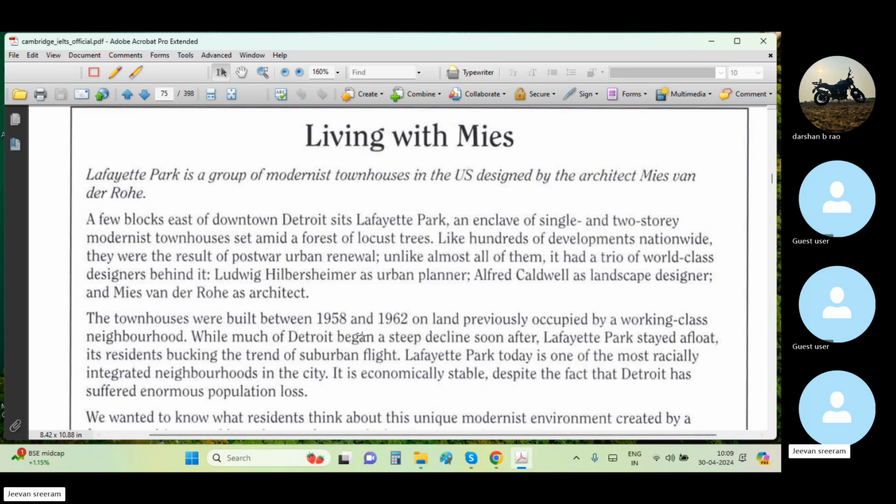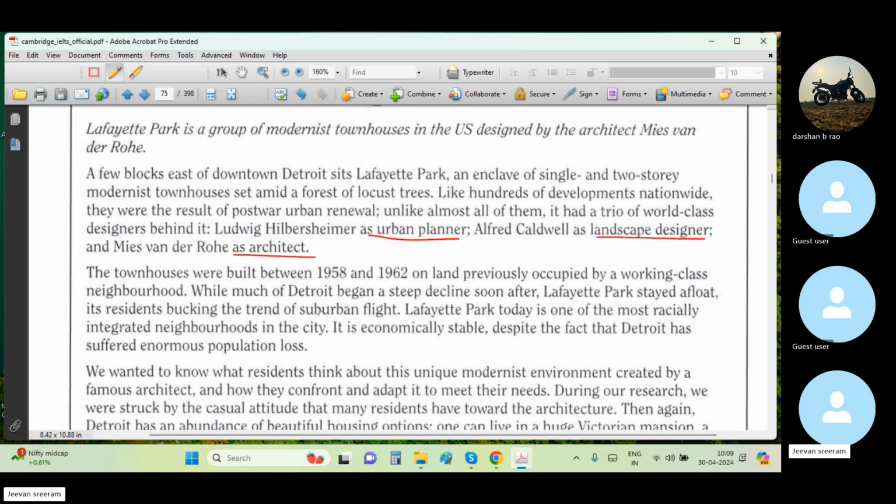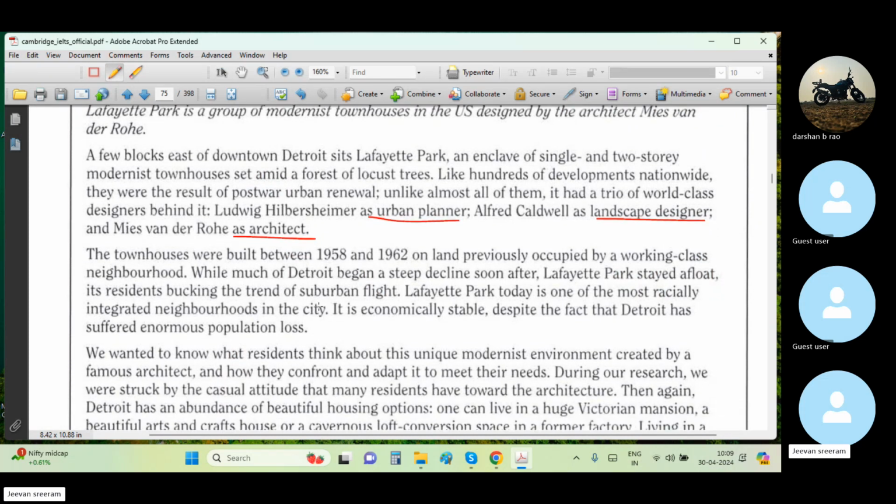So one is an urban planner, right? Another one is a landscape designer. Another one is an architect. The townhouses were built between 1958 and 1962. The time interval during which these townhouses were built has been given.